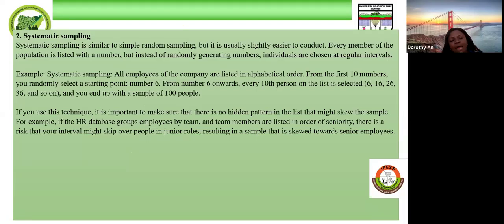For example, if the HR database groups employees by team, and team members are listed in order of seniority, there is a risk that your interval might skip over people in junior roles, resulting in a sample that is skewed towards senior employees. So that is the same thing I've explained. So make sure there is no pattern in the listing of the population. Any question?